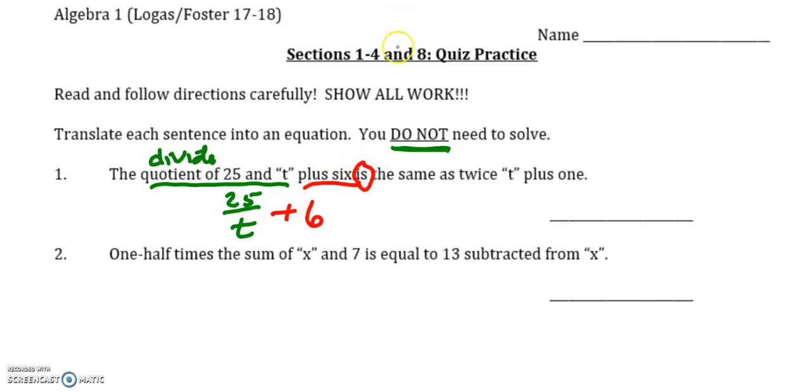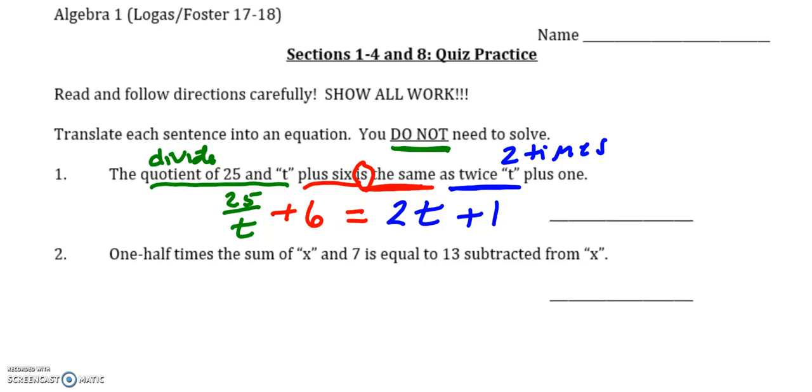Is, remember, is always means equals, is the same as, is another way to say equals, twice t. When I hear twice t, I think 2 times as large. 2 times. So I'm thinking that means 2 times t plus 1. So if I wrote my answer more neatly without all of the colors, it would be 25 over t plus 6 equals 2t plus 1. And you could go through and solve that, but again, the goal is just to set it up here.